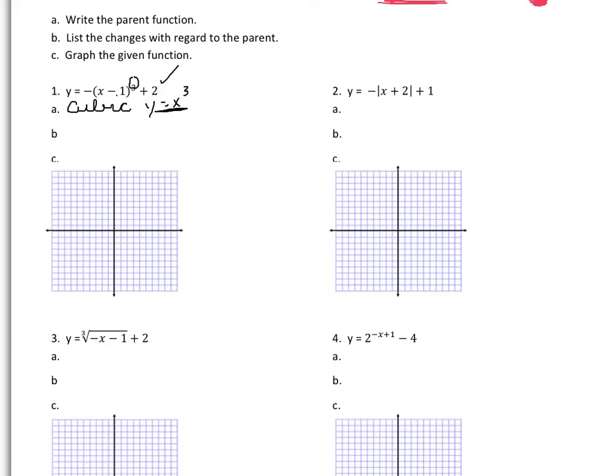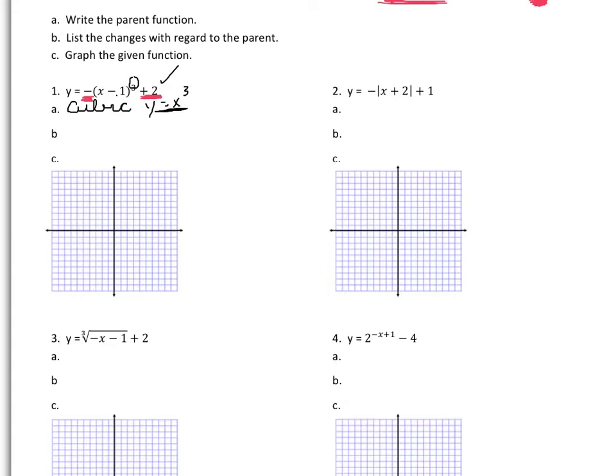So I'm going to start by just making my table. Well, actually, let's write down what's going to happen. So if you look at the +2 on the outside, so let's go ahead and underline everything that is affecting our y. So everything that's on the outside of the function is the +2 and then this negative sign. Okay? Well, you need to keep in mind that the negative sign, because it is on the outside, it's going to negate the y values, which is going to make it reflect over the x-axis.